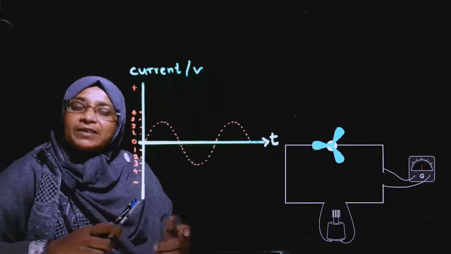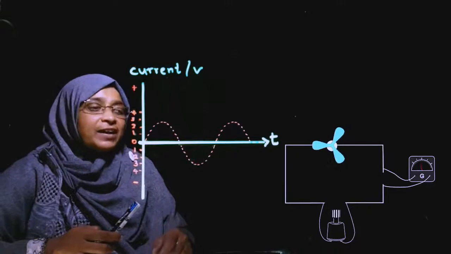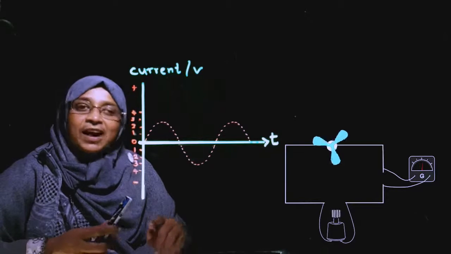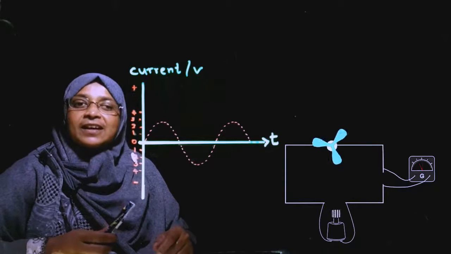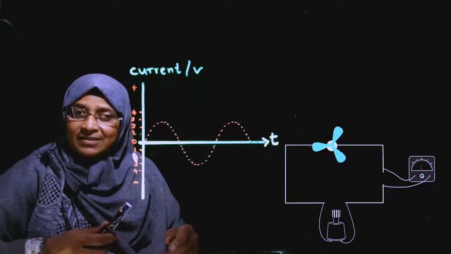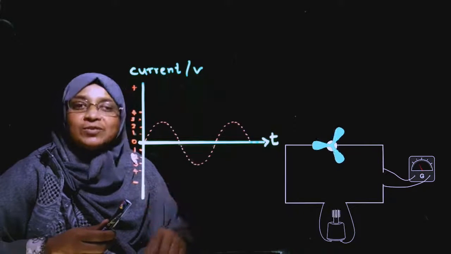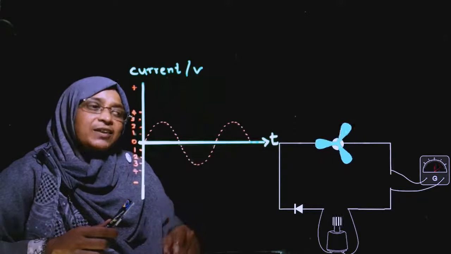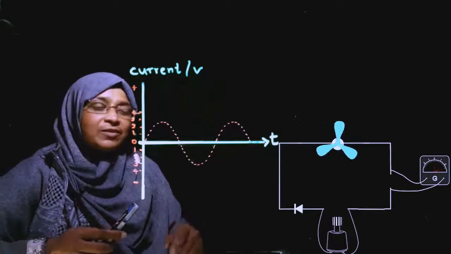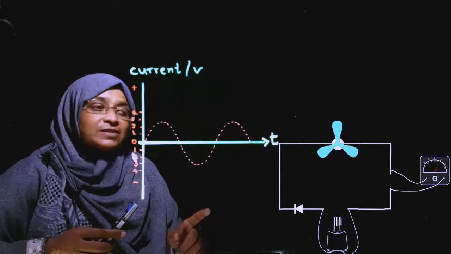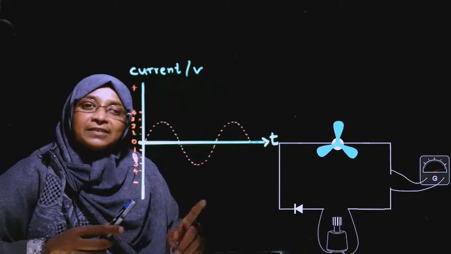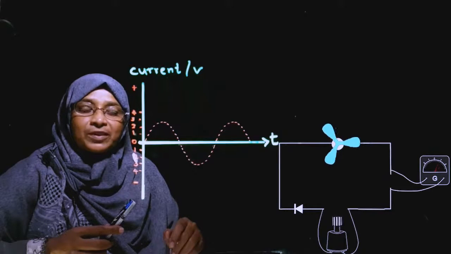When supplying the alternate current, the fan does not work properly, we can see. So, we have to make this as the DC current. Here we are using the diode. Now here we have fixed the diode. Then the current flows only clockwise. Then the fan works properly.